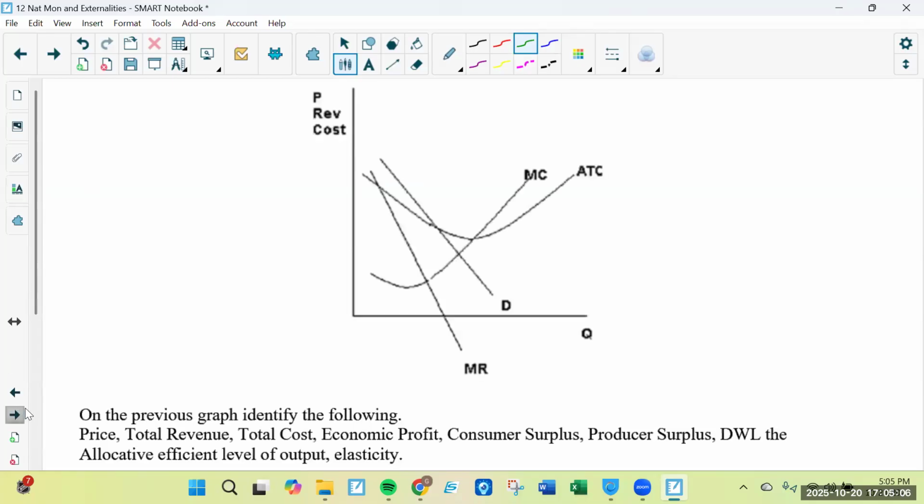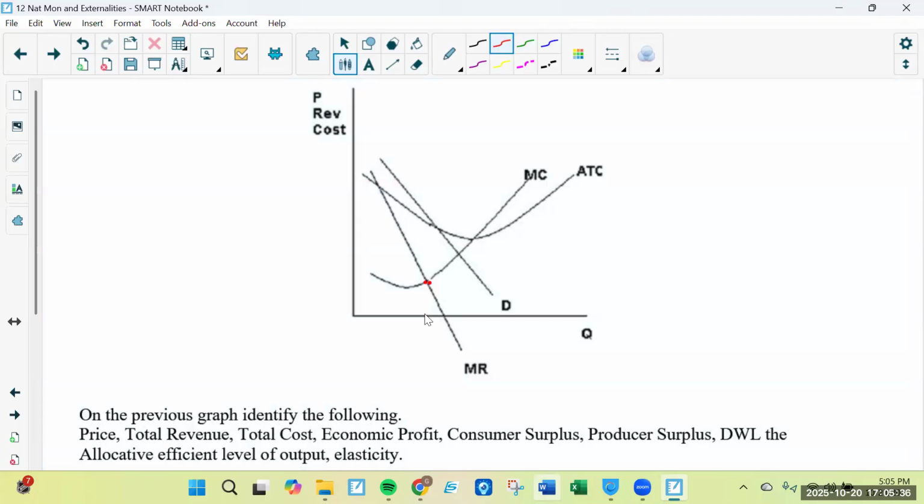Now, once you've got your natural monopoly, just like a monopoly that we learned earlier in the year, you should be able to come in and find price, total revenue, total cost, economic profit, consumer surplus, producer surplus, deadweight loss, allocated efficient quantity, and be able to talk about whether or not it's elastic or inelastic, right? Well, obviously, I'm not going to go through all of this. You should be able to do this. If you learned the monopoly stuff way back then, you should be able to do this. Just real quick, I'll kind of run through it.